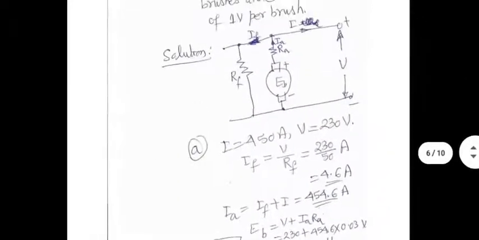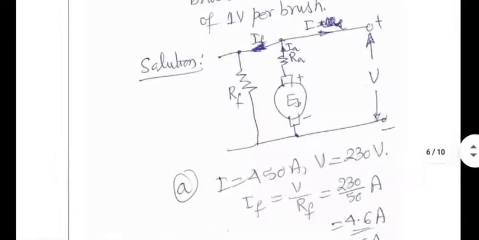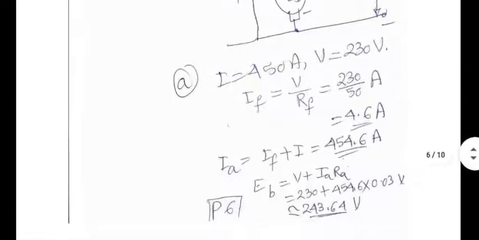So first thing you do is calculate IF, which is V divided by RF, which is 4.6 amperes. I think we solved this in the previous document also, but let's go through it again. IA will be IF plus I, so it's 454.6 amperes. EB will be V plus IARA. The answer is 243.64 volt.